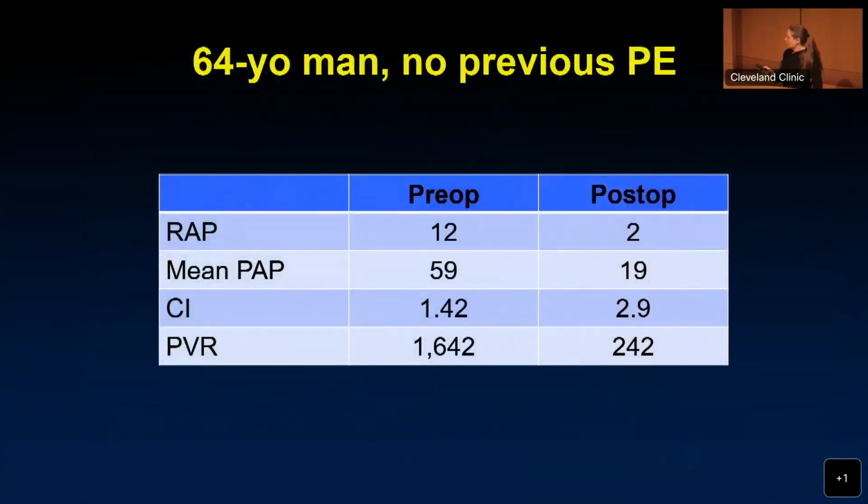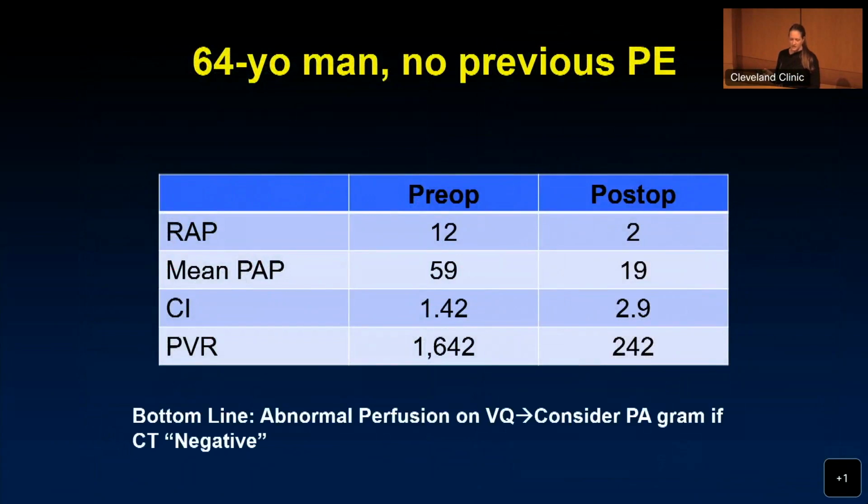And post-op, his PVR is now close to 3, so it's normal, okay? This is obviously an extreme case, but I think that the bottom line is that if you have abnormal perfusion on your VQ scan and the CT is negative, you probably need to do a little bit more work to be confident that you're not missing this, because there's such an opportunity to cure these patients potentially.